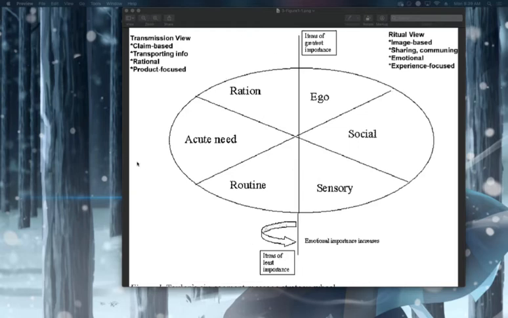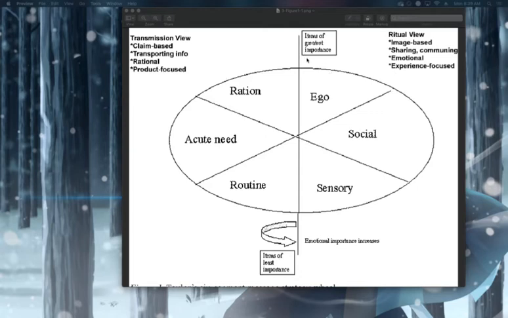So you can see that all of these are product based. Rational, I'm talking about maybe the extended warranty of a car. Acute need, I'm talking about the fact that you need toilet paper. Routine, I'm talking about the fact that you use this product during a particular part of the year, or it's part of your daily routine. And all of these things are claim based, and it really does funnel under the central route of the elaboration likelihood model. And I will talk about that in a Theory Thursday video for y'all.